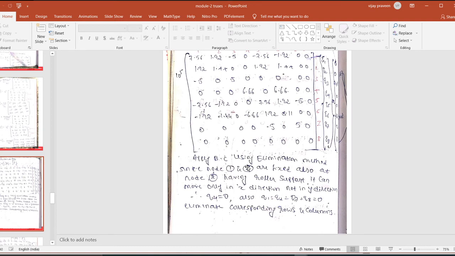And also at node 2, having roller support, it can move only in the x direction, but not in the y direction.